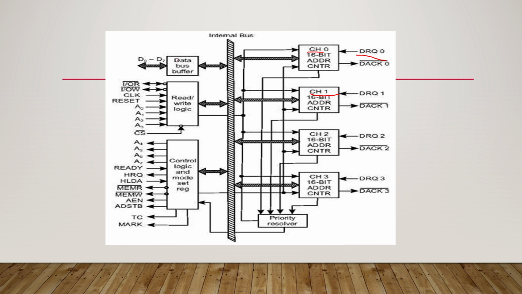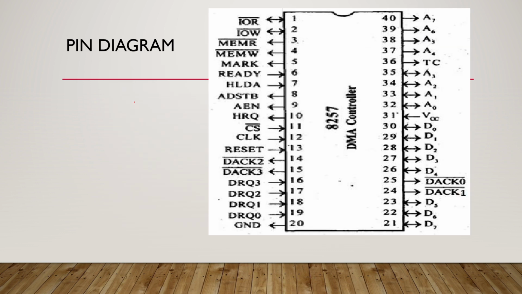Here we have a data bus buffer, which is used to hold the data transferred between the processor and the peripheral device. Then we have the read write logic, control logic and mode set register. These are the signals related to the 8257, the programmable DMA controller. We will see one by one the use of each and every signal. And this is the pin diagram.